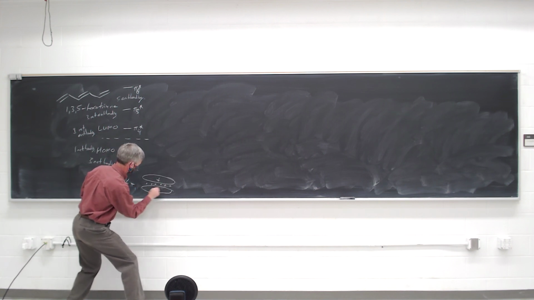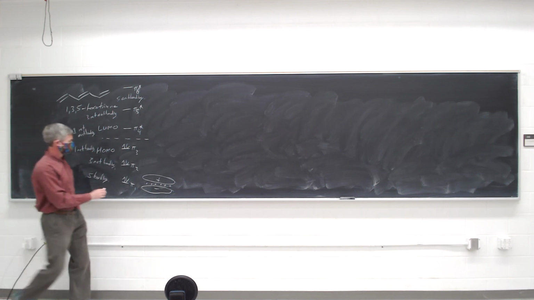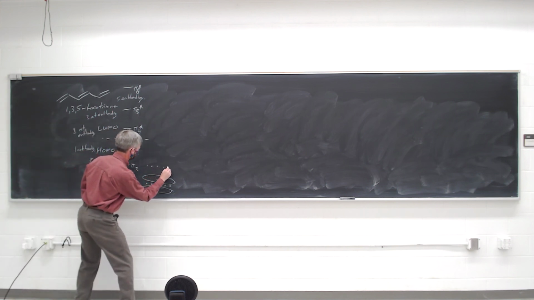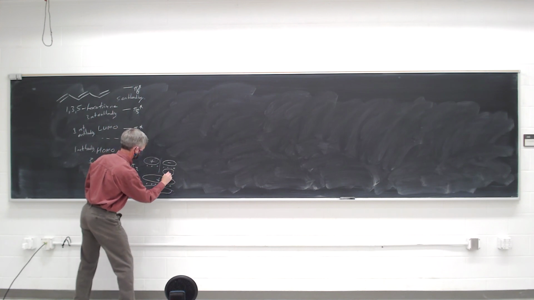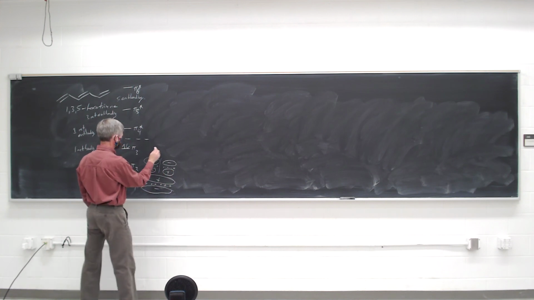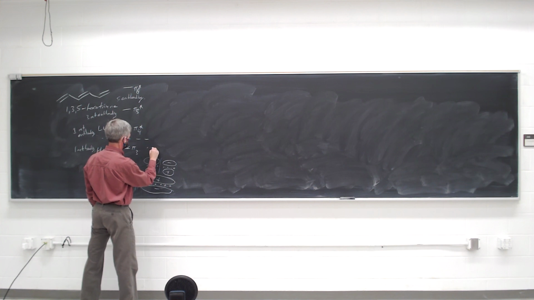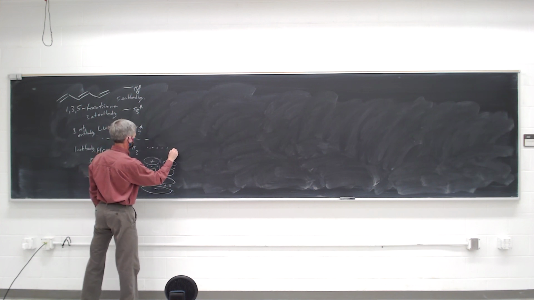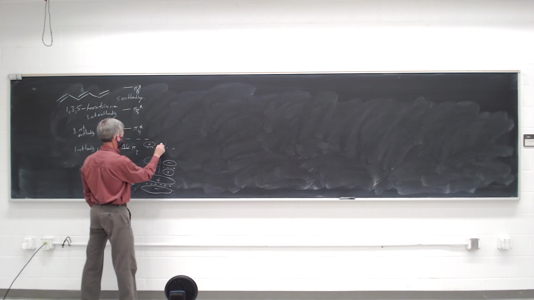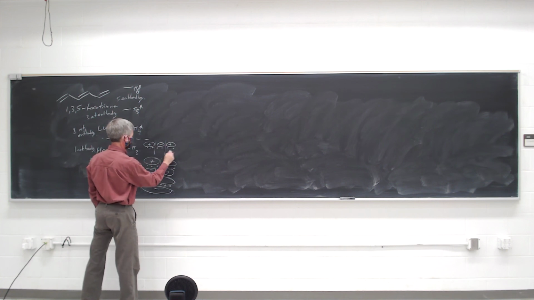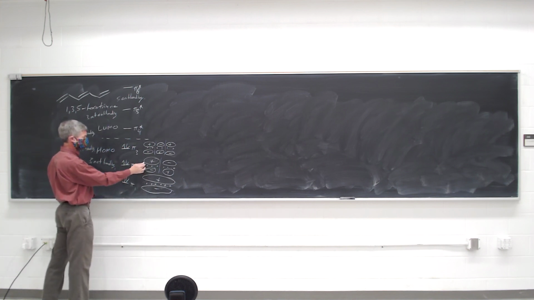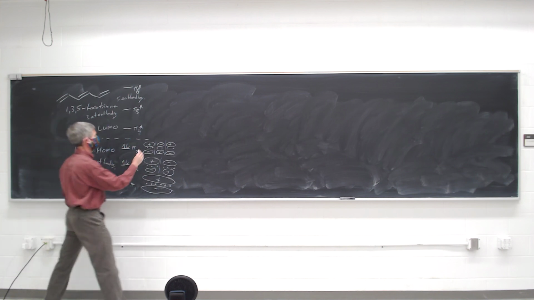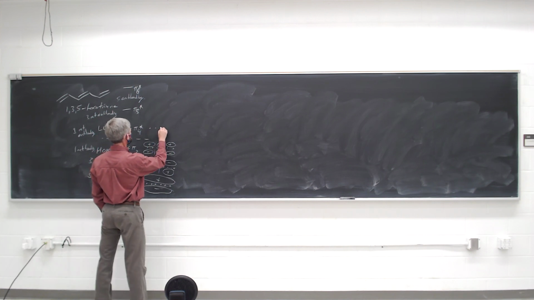We can show that there are no nodes for pi 1. Pi 2 has that single node down the middle. Pi 3 has 2 nodes. And you notice the symmetry changes each time. We change from a sigma symmetric to a C2 symmetric back to a sigma symmetric. Pi 4 has 3 nodes.